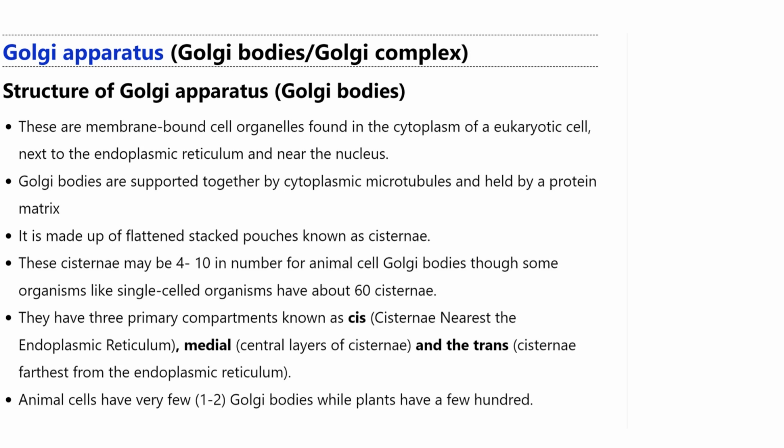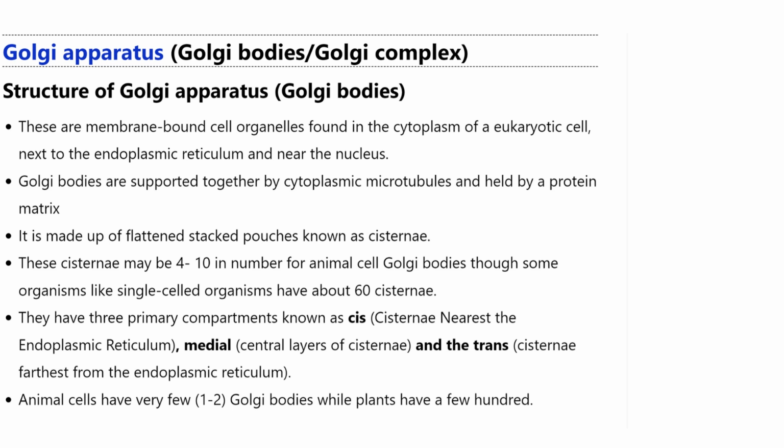Golgi apparatus, Golgi bodies, Golgi complex, structure of Golgi apparatus, Golgi bodies. These are membrane-bound cell organelles found in the cytoplasm of a eukaryotic cell, next to the endoplasmic reticulum and near the nucleus. Golgi bodies are supported together by cytoplasmic microtubules and held by a protein matrix.